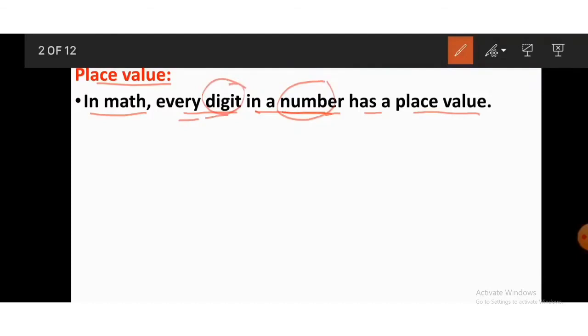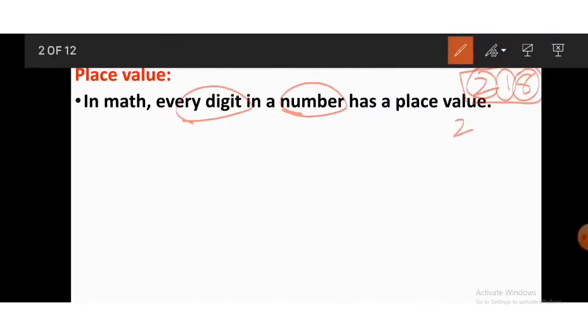If we take the example of a number called 218, this whole thing is called a number. 218 is called a number. If we take only 2 out of it, it is called a digit. Or if we take only 1 out of it, it is called a digit. And if we take only 8 out of it, it is called a digit. So 218 is a number with 3 digits: 2, 1 and 8. Is it clear? The whole is called a number, and the individual numbers in it are called the digits.